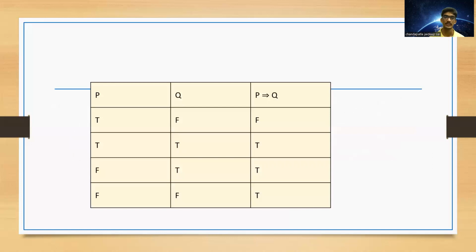So here we have two statements P and Q, and the output is denoted as P implies Q, which is the conditional statement, and it can be read as if P then Q. True implies false gives false, and true implies true gives true. False implies true gives true. False implies false gives true. So in all the conditions the output is true, except when the first statement is true and the second statement is false, then the output of the conditional statement will be false, and in all the remaining cases it will be true.